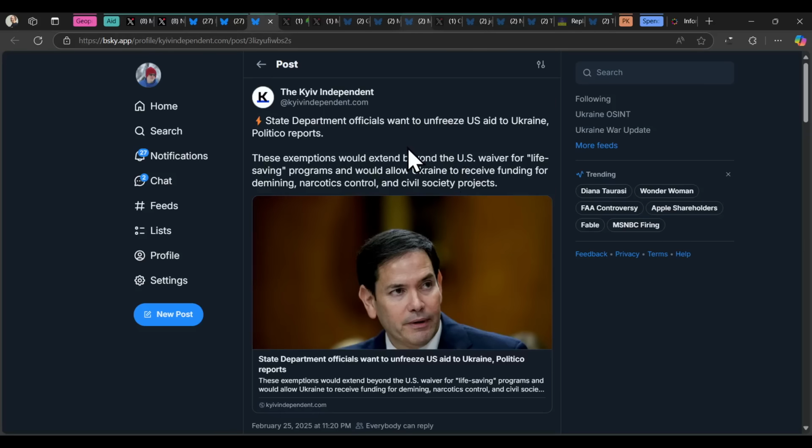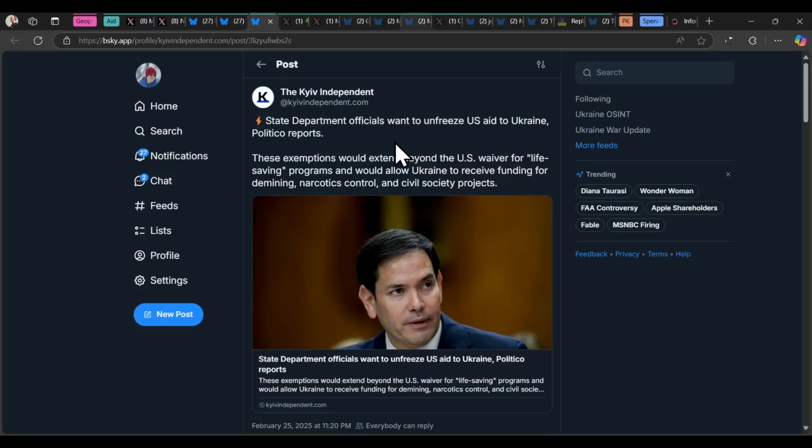Now, the State Department officials want to unfreeze USAID to Ukraine, according to, again, Politico. I presume these are State Department officials who are existing ones, not part of the new Trump administration, the new influx of personnel, because this is aligned with support for Ukraine, right? These exemptions would extend beyond the US waiver for life-saving programs and would allow Ukraine to receive funding for demining, narcotics control, and civil society projects.